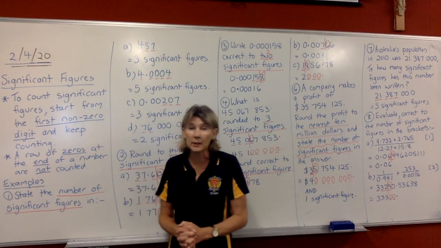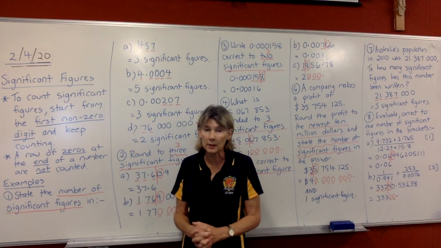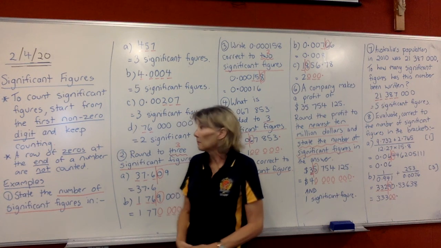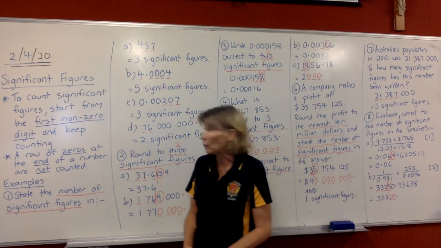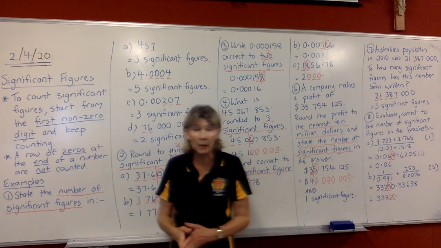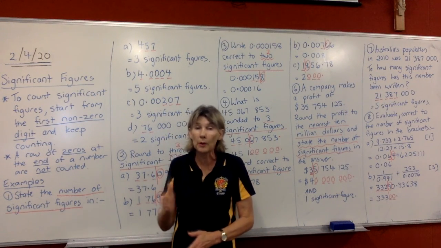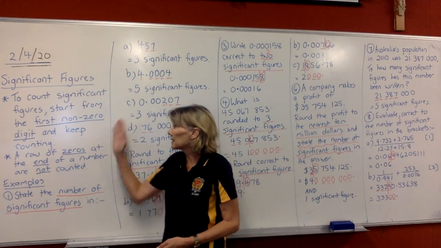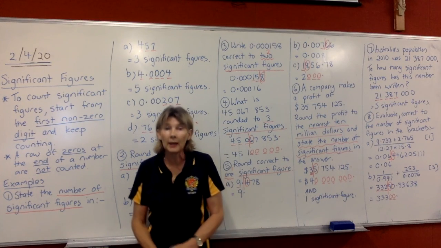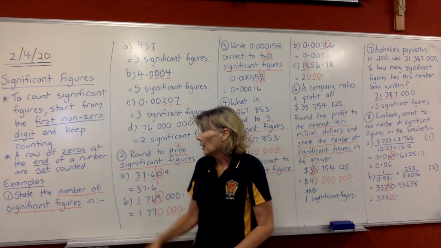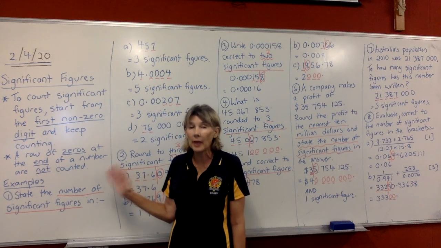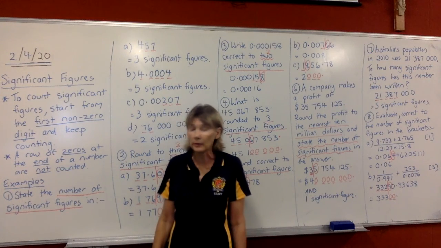Significant figures are not like decimal places. We can round to decimal places or we can round to significant figures, so it depends on what the question asks you for. We need to know how to count significant figures. We know how to count decimal places, that's easy. We start at the decimal point and keep counting from there. But to count significant figures, you start from the first non-zero digit and keep counting. If you see a lot of zeros together at the end of the number, they are not significant, so you don't count them.